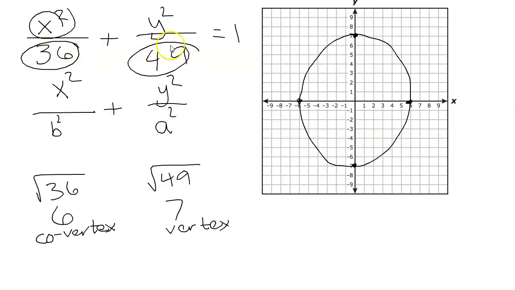We square root each value on the bottom. Once we get our square root, that's either our vertex or our co-vertex. The bigger number is always the vertex, smaller number is always the co-vertex. And they're just always on the axis that they were underneath. We got the 6 from the 36 under x squared, so it went on the x-axis. We got the 7 from the 49 under y squared, so that went on the y-axis.